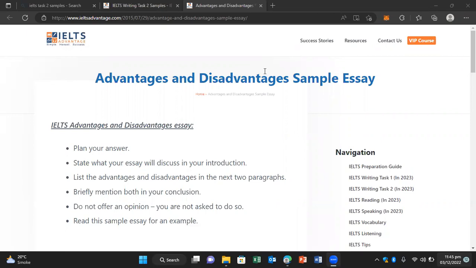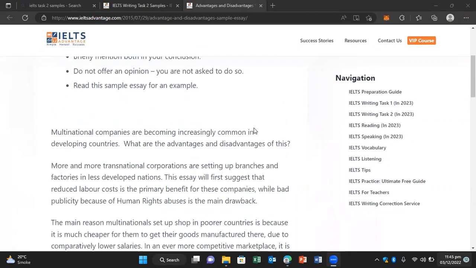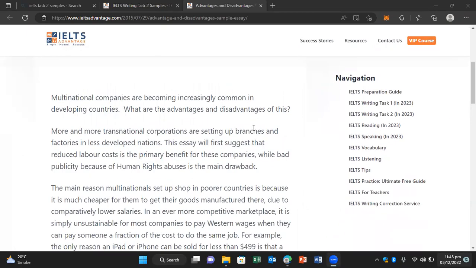It's also quite simple, like the discussion category. So let's start. The question is: multinational companies are becoming increasingly common in developing countries. What are the advantages and disadvantages of it? From a layman's point of view, if I don't know anything, I would just point out three points, in everything that we are using from the past.